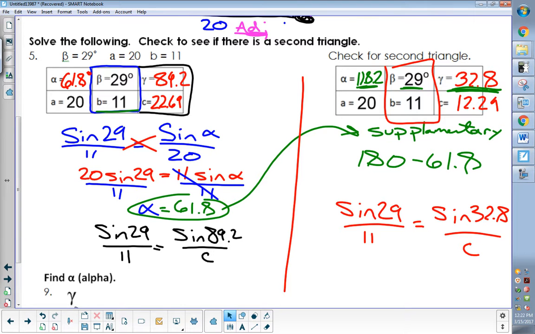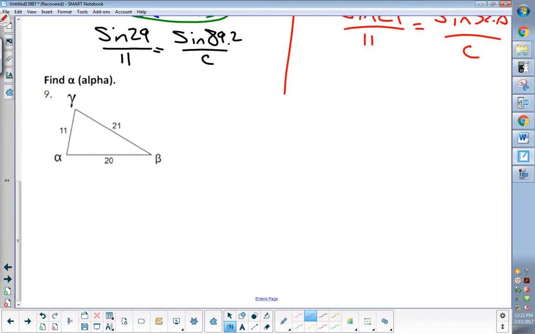Let's look at number 9, it's the last one here. There's my setup. I'm looking for alpha. It's not SOHCAHTOA. What did they tell me initially? 3 sides. So if it's 3 sides, I'm doing side, side, side, cosine of alpha. So cosine of alpha equals a squared. Which one of these sides is going to be a? 21, because it's across from alpha.